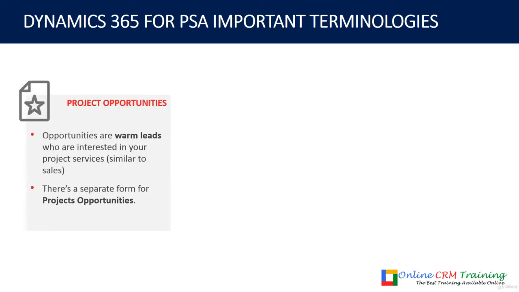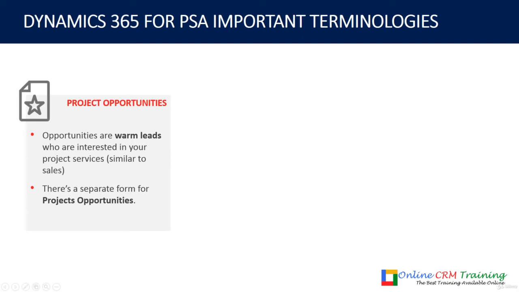So the first important term is the project opportunity. Opportunities are the warm leads who are interested in your project services. Now this is similar to the sales module. In the sales module also you have leads and opportunities. So opportunities are warm leads. They are interested in your product or services. In this case, they are interested in your project services.